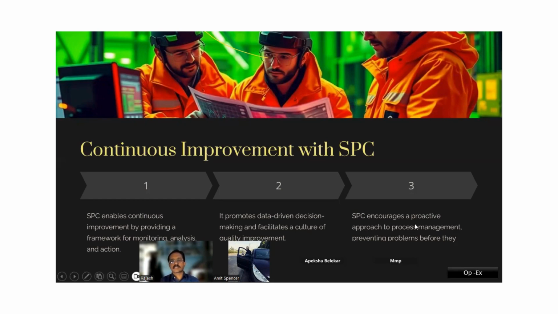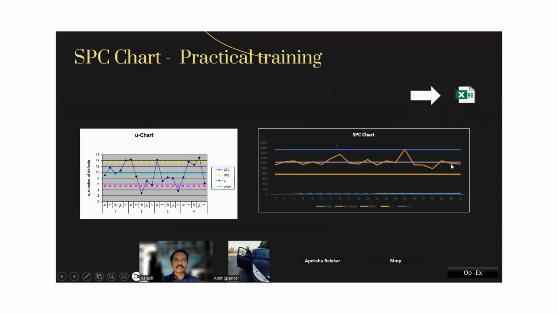And SPC encourages a proactive approach. The graph may show you that everything is in a proper way, but it's going to give you the trend line and it will show you what the challenges are. And these are all the charts. You can see there's a U chart and an SPC chart. We call these the LCL and UCL: this is the upper control limit and this is the lower control limit.